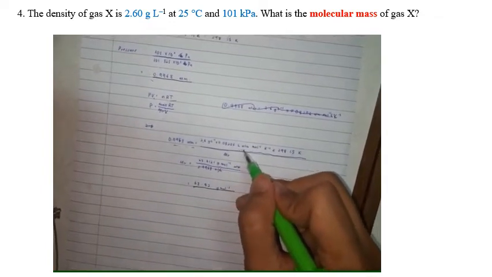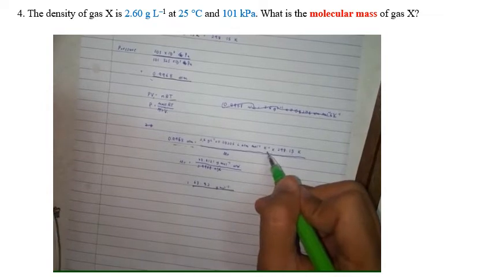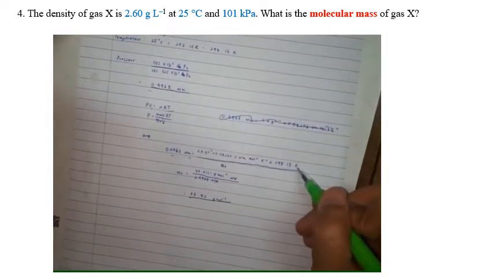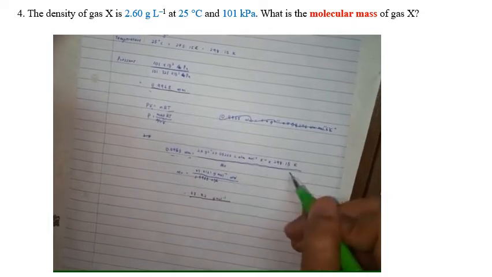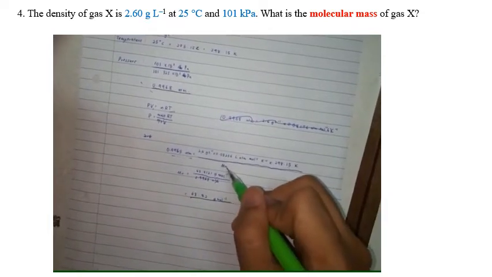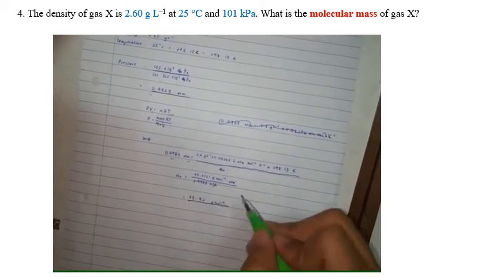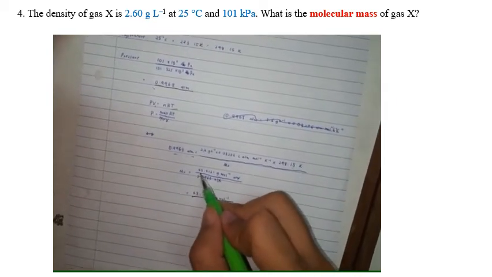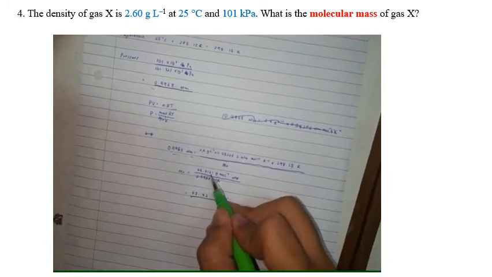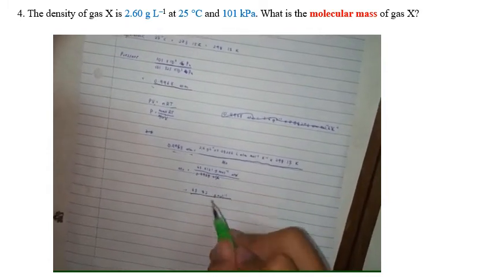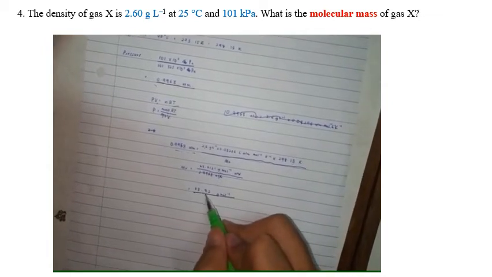0.08206 liter atm per mole per Kelvin, times 298.15 Kelvin, per molecular mass. So we just bring it to the other side, then do the calculation. 63.6121 gram per mole divided by 0.9968 atm. So we get 63.82 gram per mole.